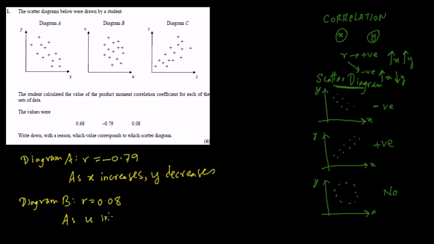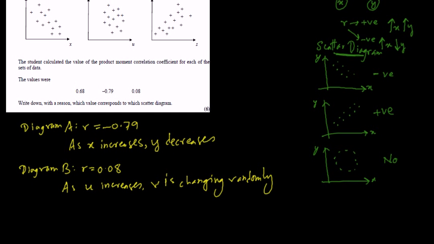So as U increases, U is the X here, V is changing randomly. That means it is neither increasing nor decreasing. At one point it is below, at another point it is above. That's what it means.